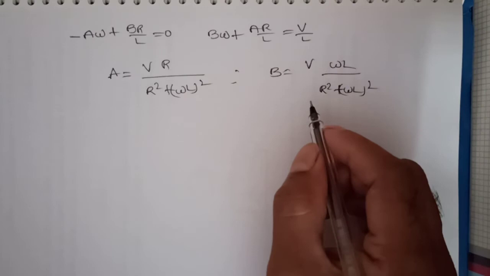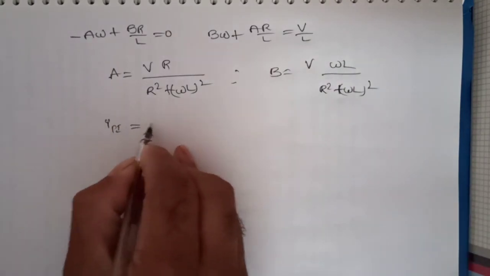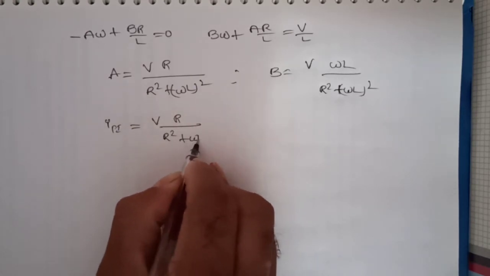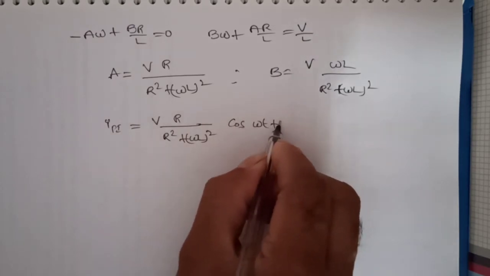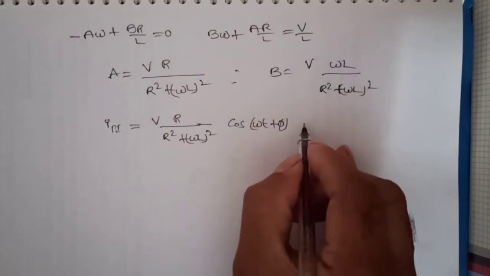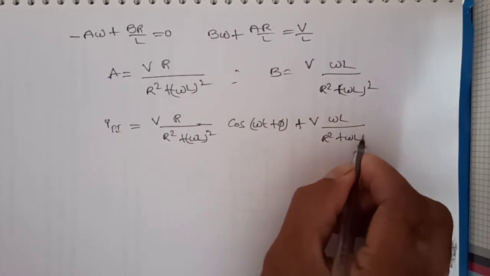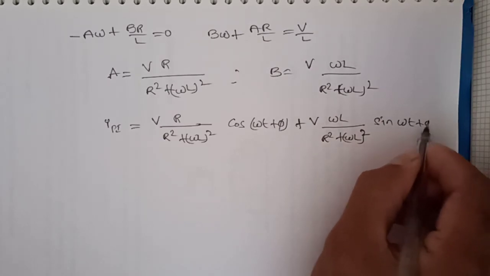So if you substitute a and b in the equation, the particular integral will become v into r by r square plus omega l whole square into cos of omega t plus pi is the one part, and next v into omega l by r square plus omega l whole square into sine of omega t plus pi is the another part.